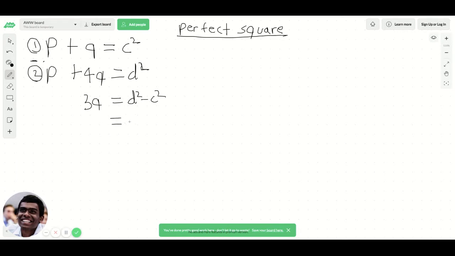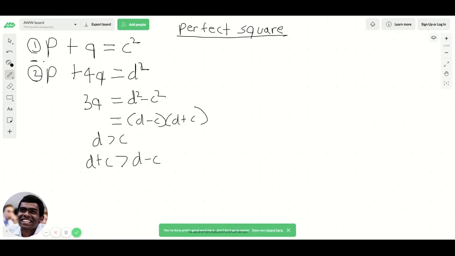And this nicely factorizes into d minus c and d plus c. Now we know that d is bigger than c, and the reason is because this square is obviously larger than the other square, because there's an extra 3Q there. And so d plus c must also be bigger than d minus c.